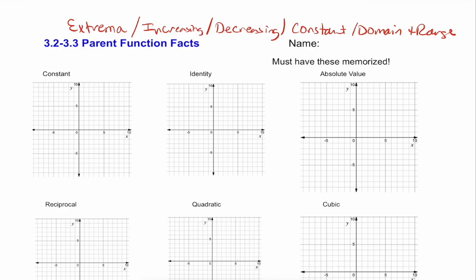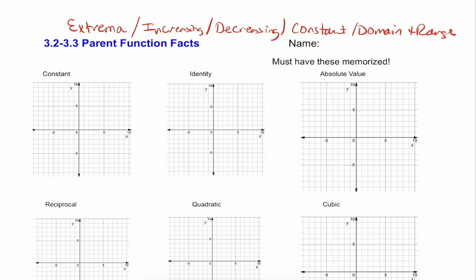So there are some facts about the parent functions that I just want to go over related to how they are behaving from left to right, whether they are increasing, decreasing, constant. We're going to talk about the extrema. Remember, extrema is just, do they have a maximum, minimum, a peak, a valley? And then we'll also talk about domain and range. So we're just going to do this very quickly and go over our parent functions.